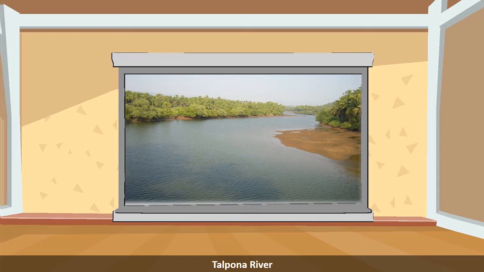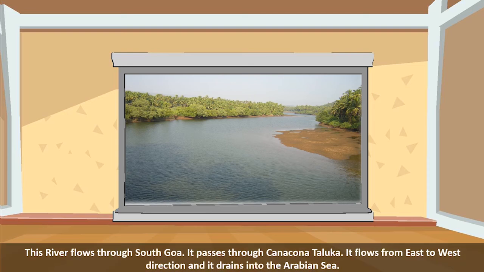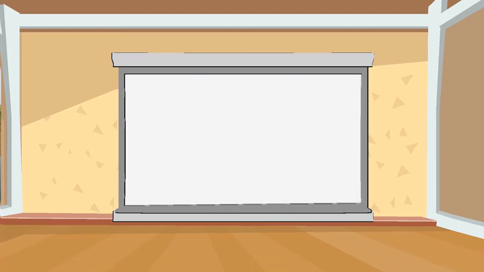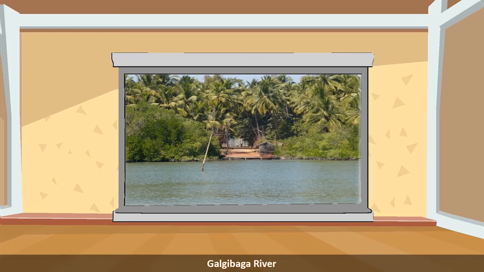River Talpona. South Goa is crossed by this river. It goes through the taluka of Canacona. It drains into the Arabian Sea and flows from east to west. River Galgibaga. This is Goa's southernmost river. It drains into the Arabian Sea after passing through the Canacona taluka.